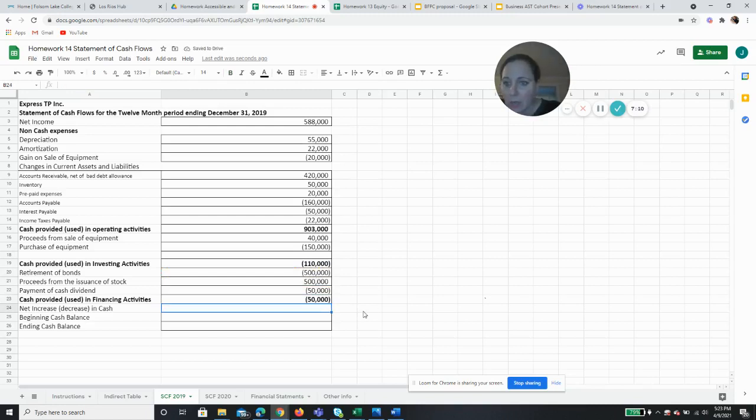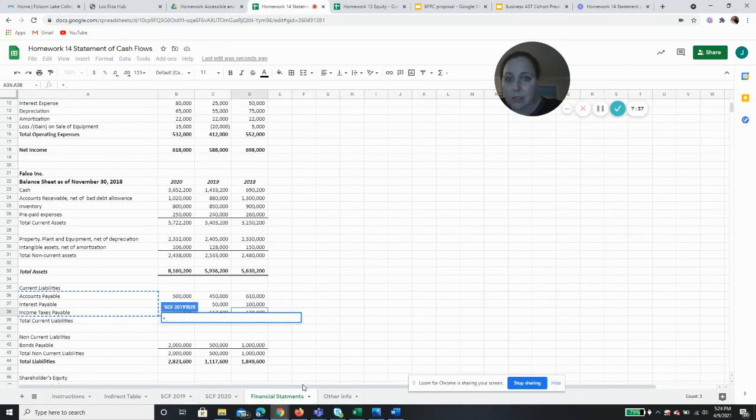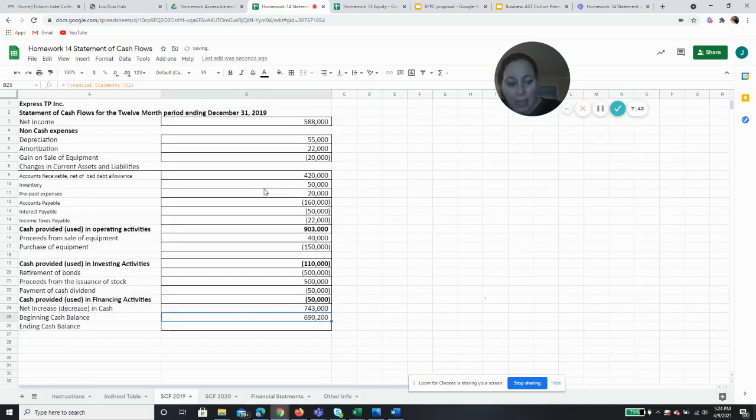We used 50,000. So our increase or decrease in cash, we're going to add cash provided by operating activities, cash used in investing activities, cash used in financing activities. So our net, we have a net increase in cash of 743,000. Our beginning cash balance is 2018's ending cash balance. So last year's ending balance is this year's beginning balance. And our ending cash balance is 2019's cash balance.